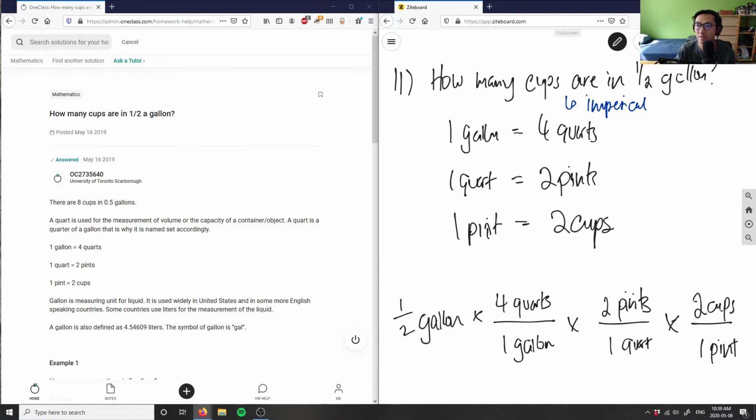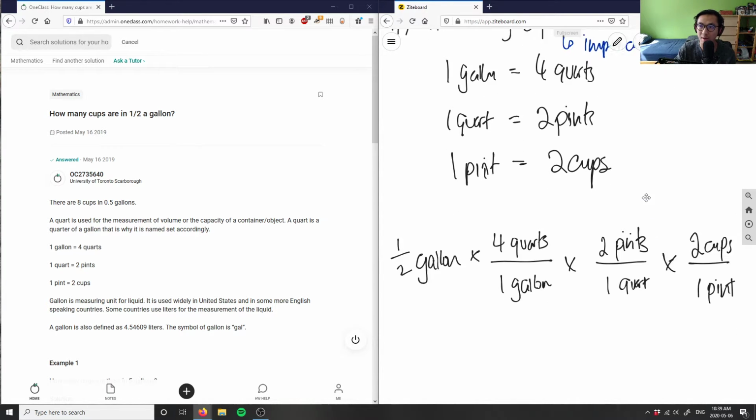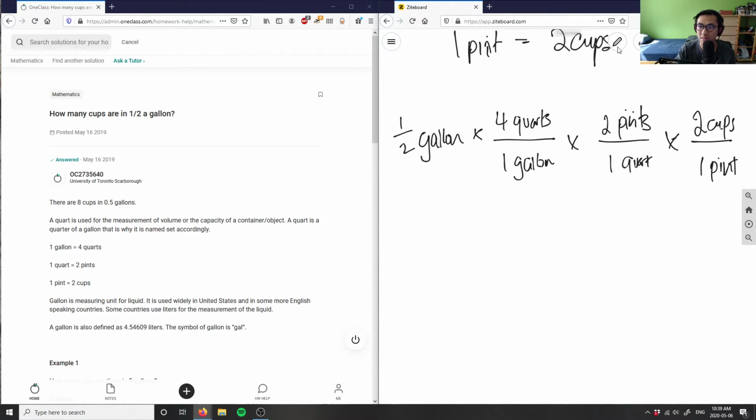So if I multiply this through, I'm going to get how many cups are in half a gallon. And as you can see, my units are going to cancel out. Gallons cancel out here, quarts cancel out, and pints here cancel out. So therefore, I'm left with cups here, right?